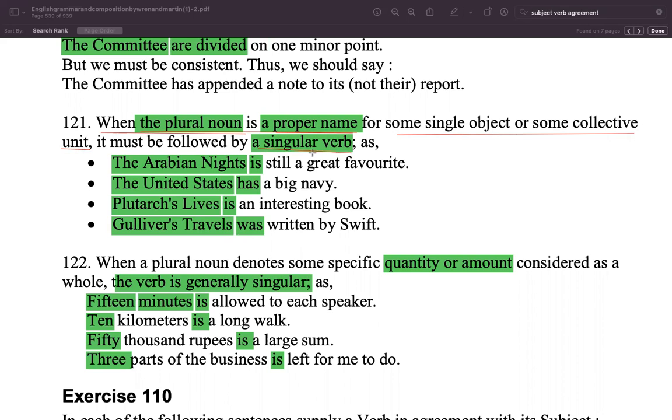If you talk about the Arabian Nights, it cannot be called "are still a great favorite". It's still a great favorite. The United States "are" is wrong.